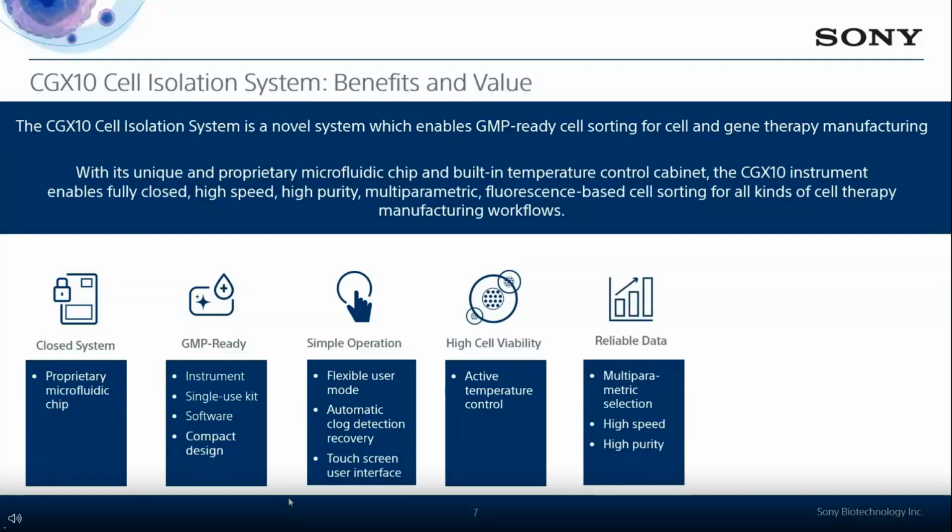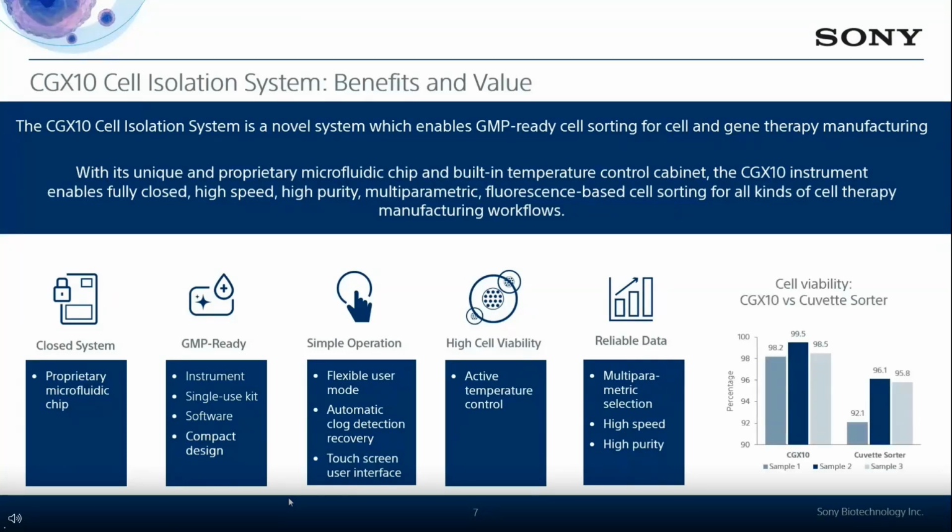It generates reliable data using multiparametric selection, using optics similar to our existing sorters. It has 2 scatter channels and 8 fluorescence channels, allowing a variety of different antibody combinations to be utilized. It runs at a high speed, depending on whether one is running purity or enrichment. And in purity mode, it achieves very high cell purity.